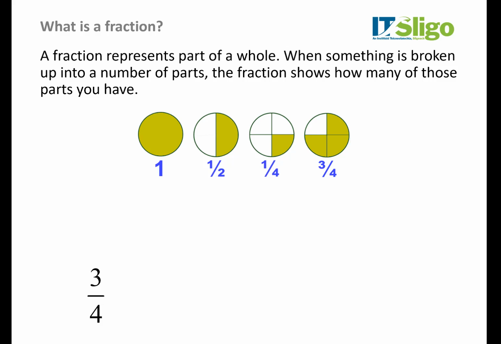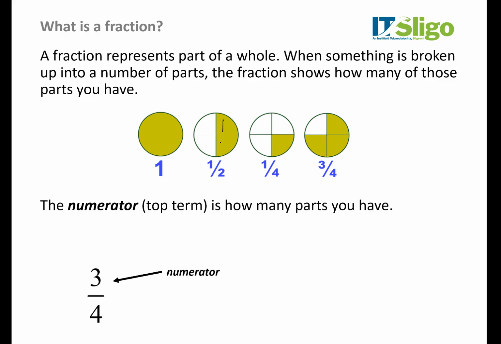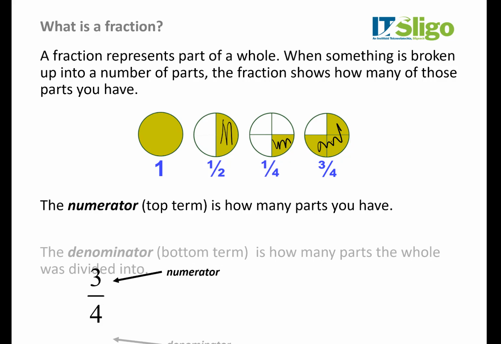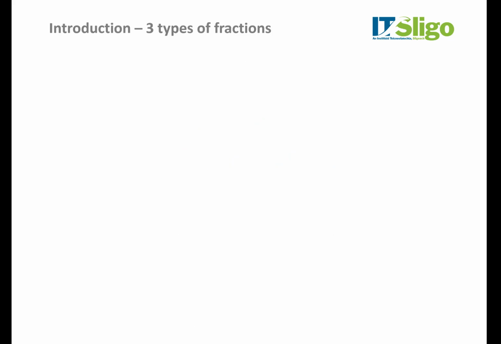So fraction, there's two parts. The top bit is the numerator, and that's the bit we have, the shaded bit. So we have three of them. The bottom bit is called the denominator, and that's the total number of bits that the whole is divided into. So parts we have over total parts.